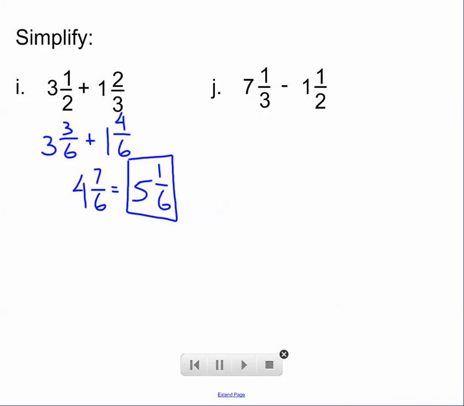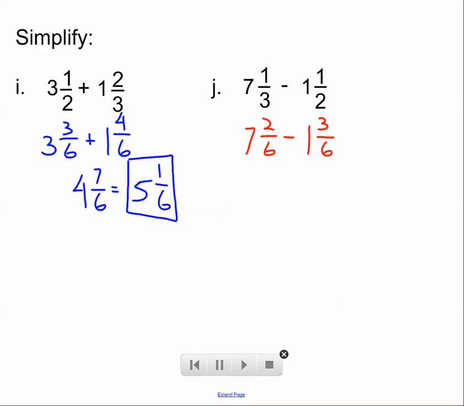5 and 1/6. Okay, on J, let's get a common denominator. We'll use 6. Multiply the first fraction by 2 over 2, and multiply the second fraction by 3 over 3. Now here we got a little bit of an issue. I can do 7 minus 1 is 6, but if I do 2 minus 3, I don't have enough to take away. I'm going to end up with a negative fraction that's kind of weird in the middle of a whole number. So what I'm going to do is I'm going to borrow from my whole number.